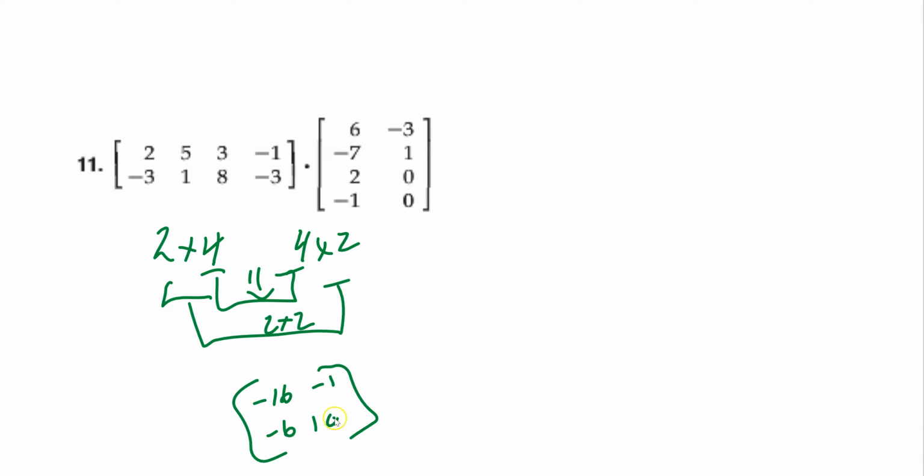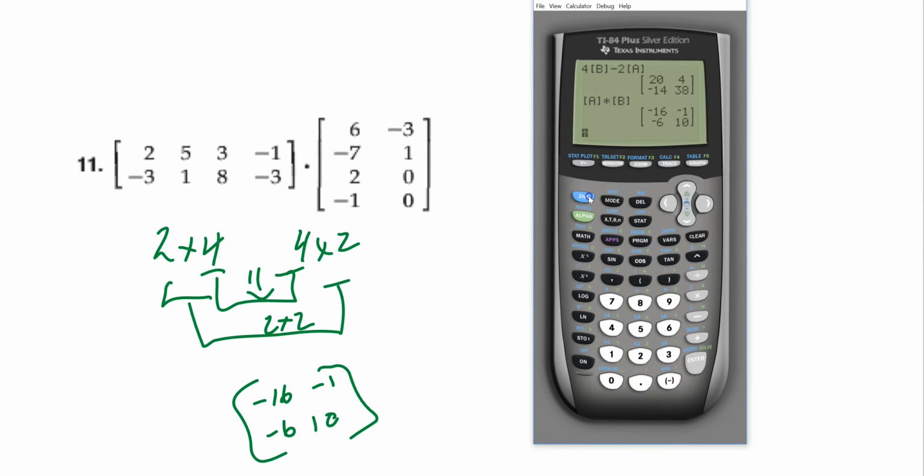Alright, look how easy that is. And by the way, if we switch this, like I mentioned before, if you do it the opposite way, you don't get the same thing, right? You get a totally different matrix. If you switch, you got a 4x4 instead of a 2x2, right? So AB does not equal BA.